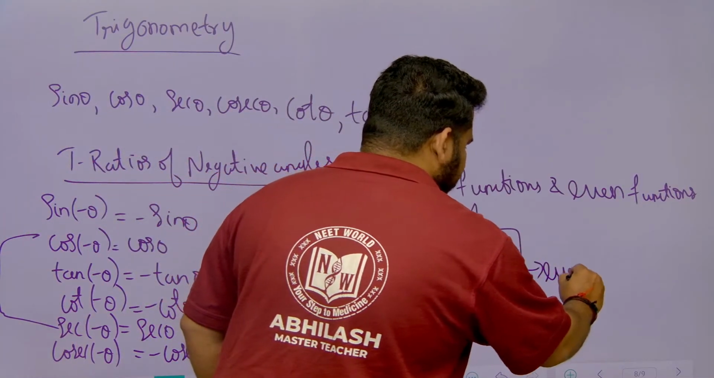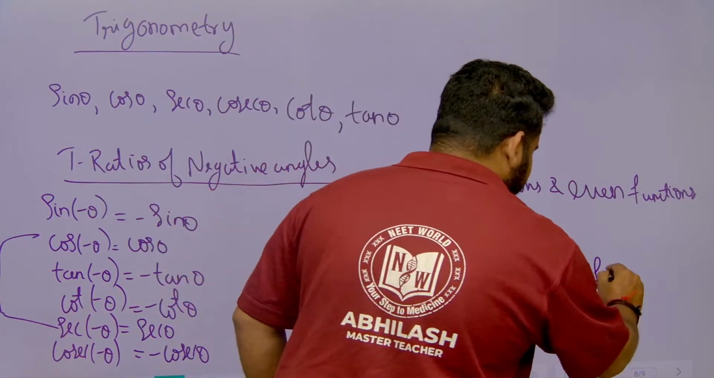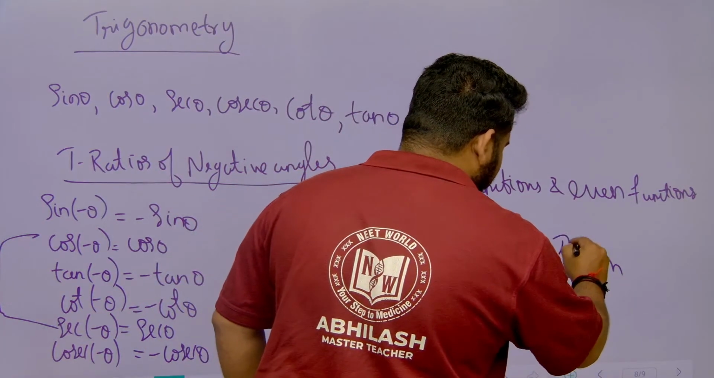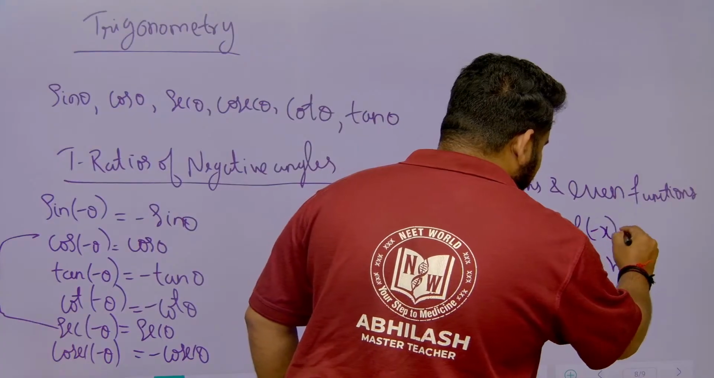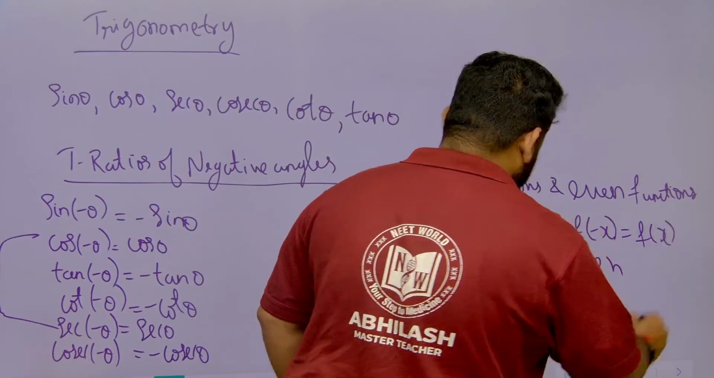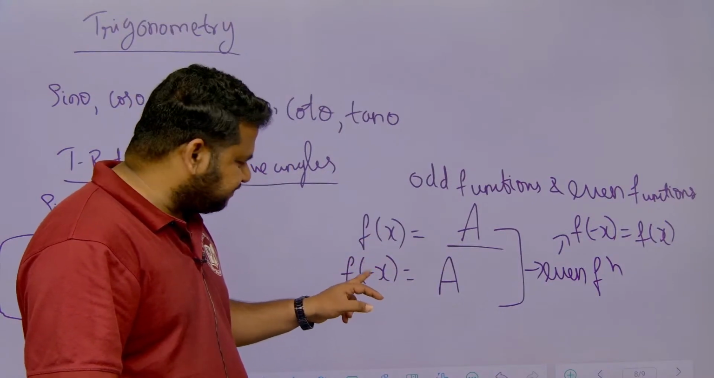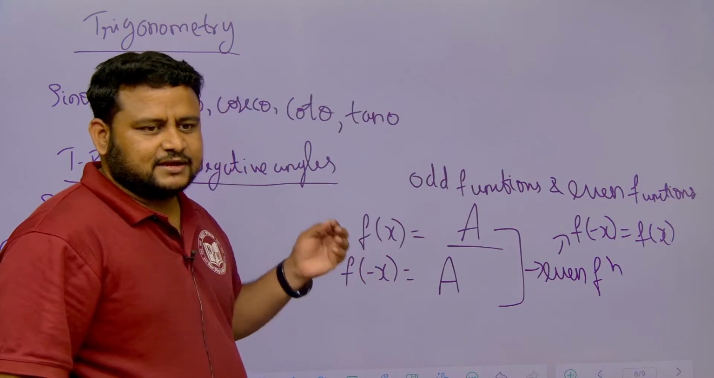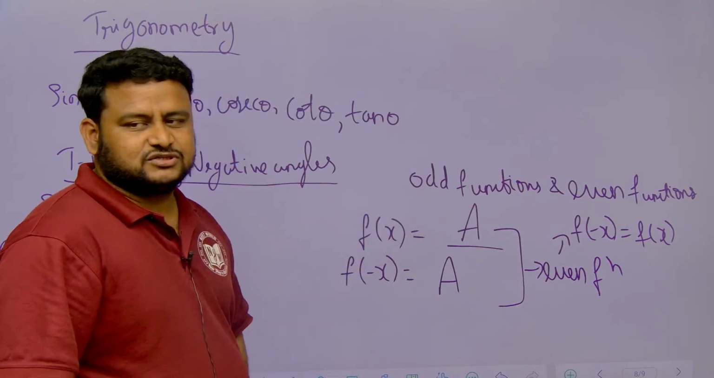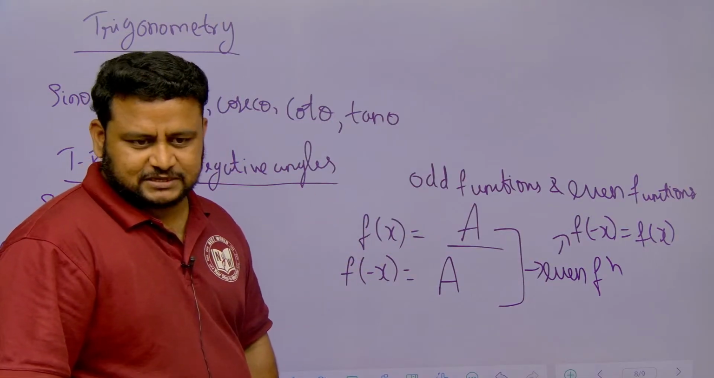Even functions. So for even functions, what is the formula you should remember? F of minus x will be equal to f of x. See here, this also A, this also A. Can I write f of x is equal to minus x? Or f of minus x is equal to f of x. If you put minus, the same function comes. Such functions are called even functions.